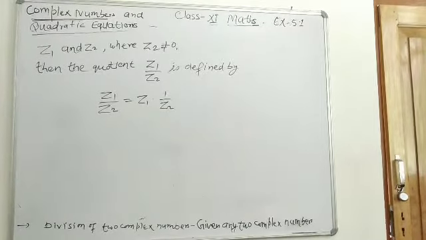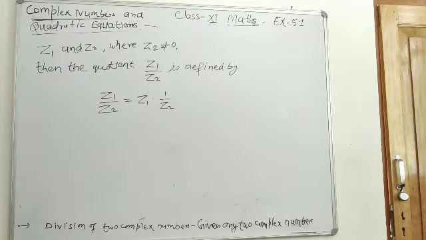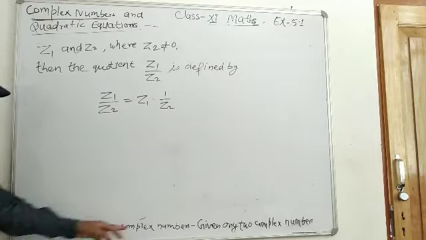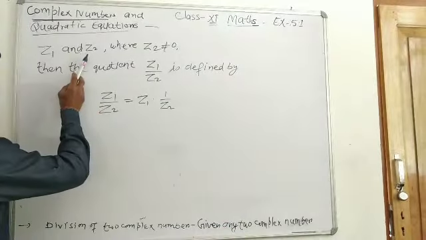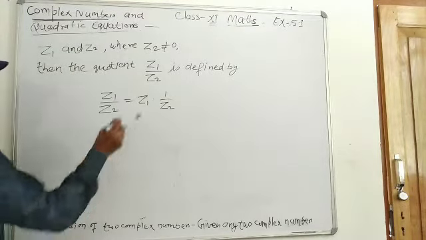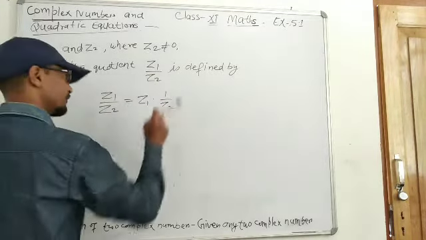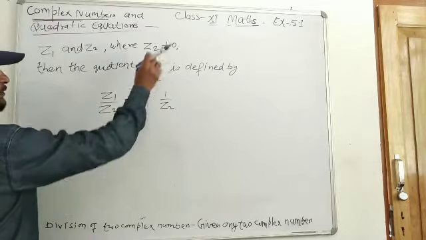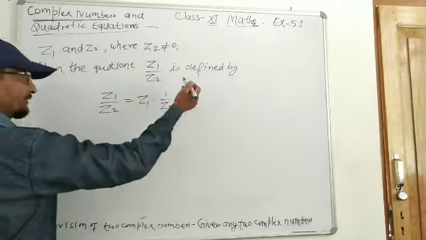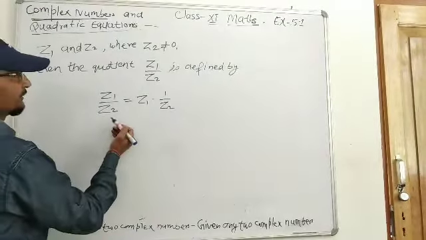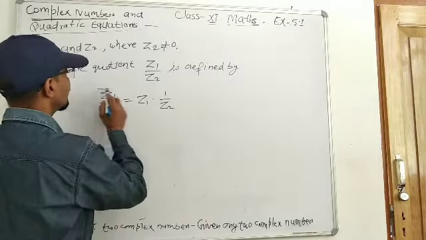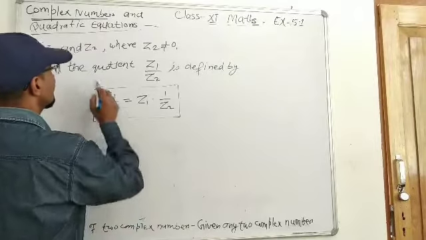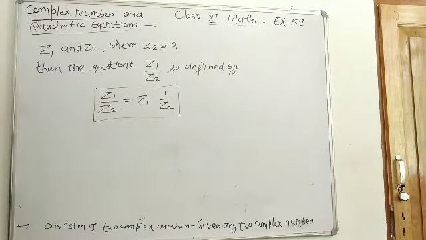Now see the division of two complex numbers. How to divide two complex numbers? If two complex numbers z1 and z2 are given, where z2 is not equal to 0, since the denominator is never 0, then the quotient, when z1 is divided by z2, is defined by z1 by z2 equal to z1 into 1 by z2. So this is the division of two complex numbers.